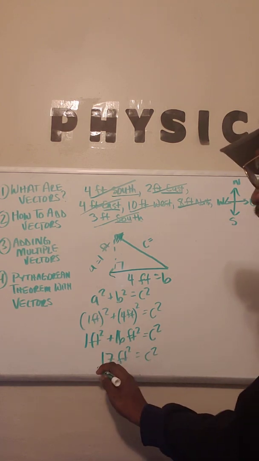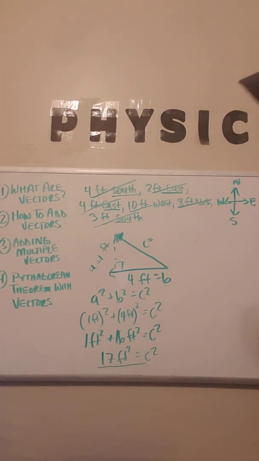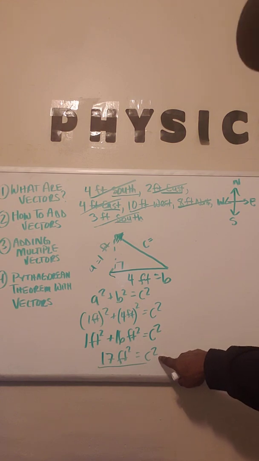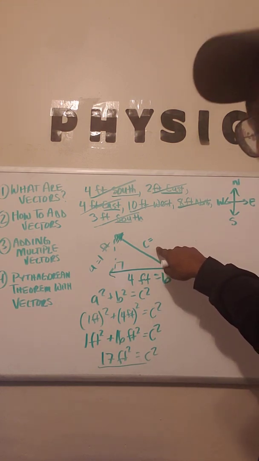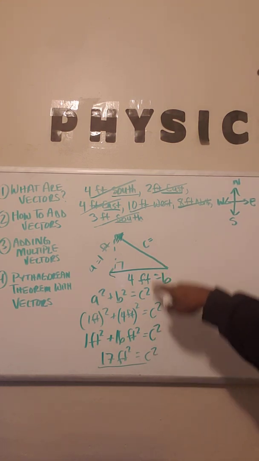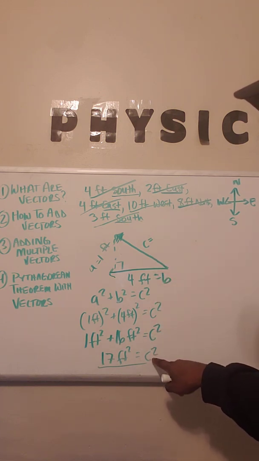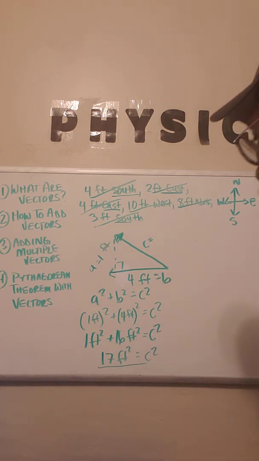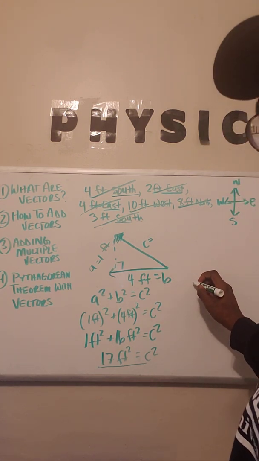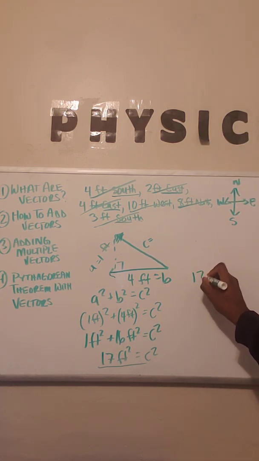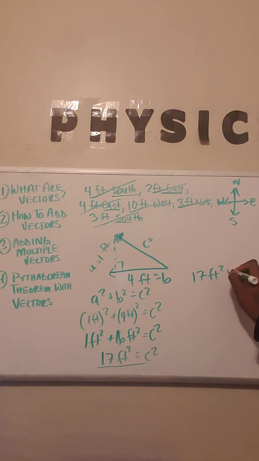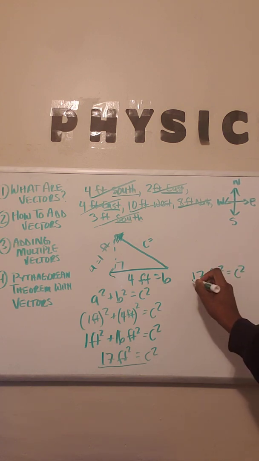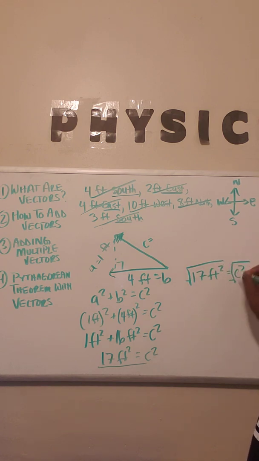Now, a lot of times people will stop here and say, okay, I have my answer. But remember, we're not looking for c squared. We are looking for c by itself. Okay? So in order to get c by itself, we have to take the square root of this. Okay, so I'm going to go ahead and move over here. So we're going to do 17 feet squared equals c squared, and we're going to take the square root of both sides. Okay, now the square root of c squared is just c. The square root of feet squared is just feet.